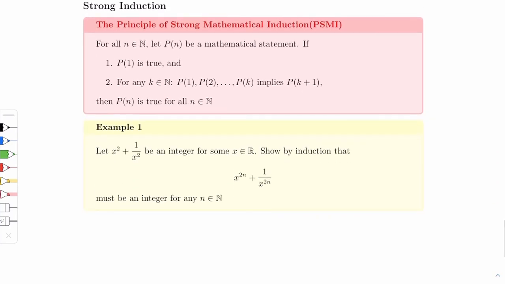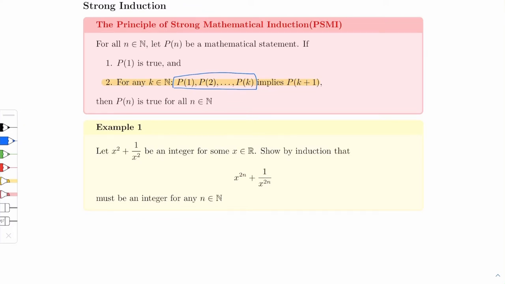Now I want to talk about strong induction. Look at this principle, okay? You can see that the only difference between induction and strong induction is the hypothesis. This is the difference, the second condition. I mean hypothesis, I meant this part, okay? Normal induction says that for any k in natural numbers, P(k) implies P(k plus 1). Strong induction, you make a stronger hypothesis.